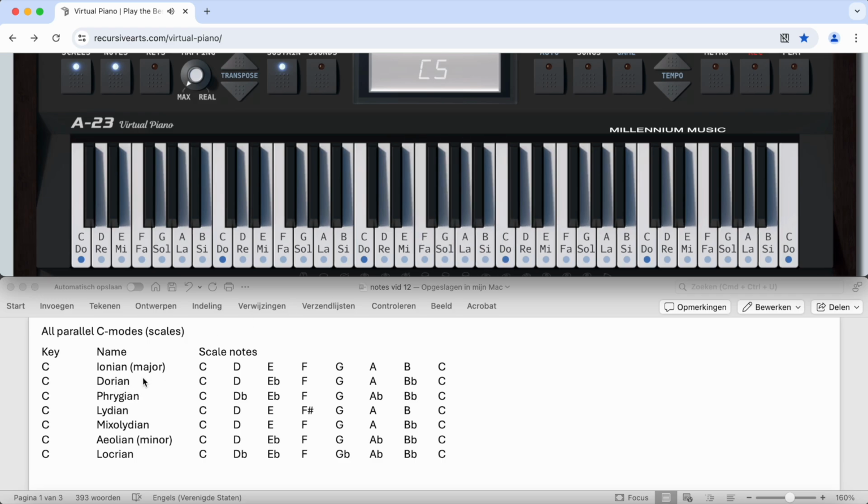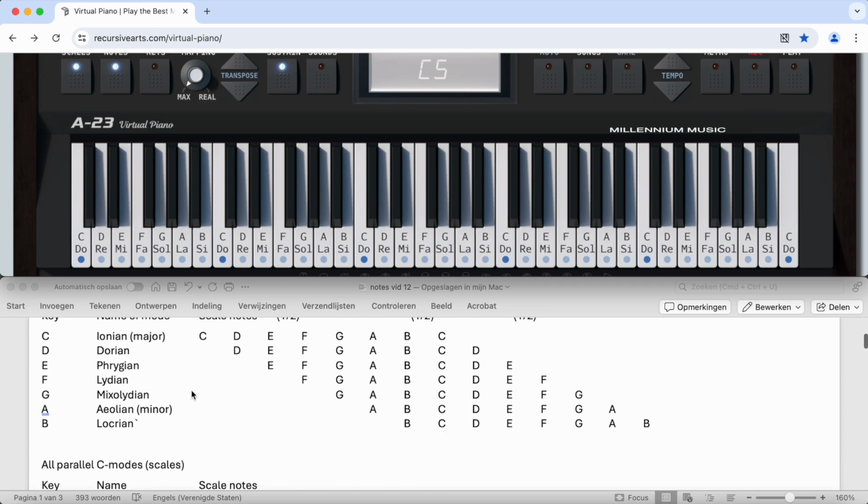Then C Dorian is... so you have an E flat and a B flat, but you have a normal A over here. How do I know this is the scale of C Dorian? Have a look over here again.